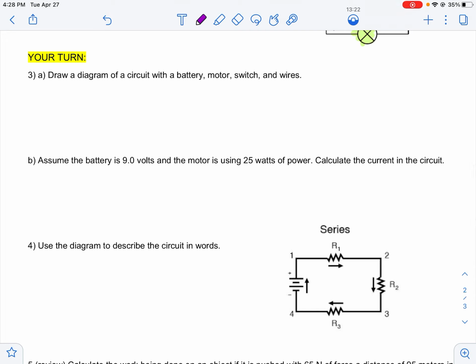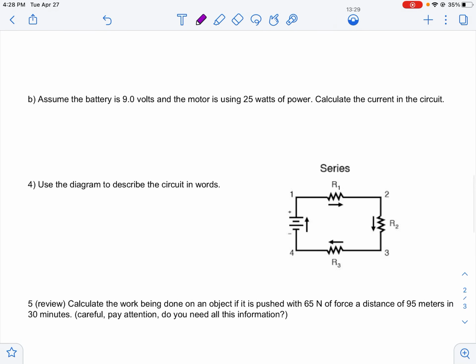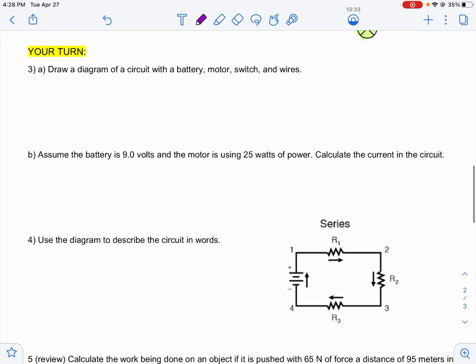All right, so these are your turn. There's one where you're going to draw, one that you are going to interpret, and then one that you are going to calculate. Oh, wait, that last one's a review question. All right, so 1 to draw, 1 to interpret, and 1 to calculate, and then a review question.